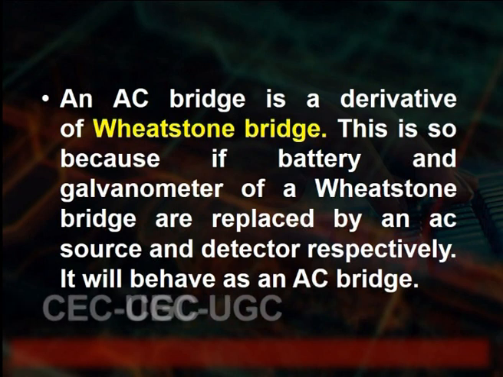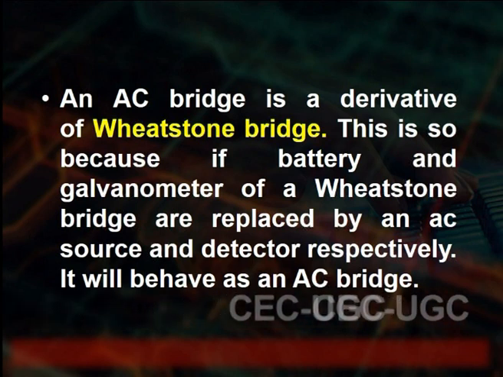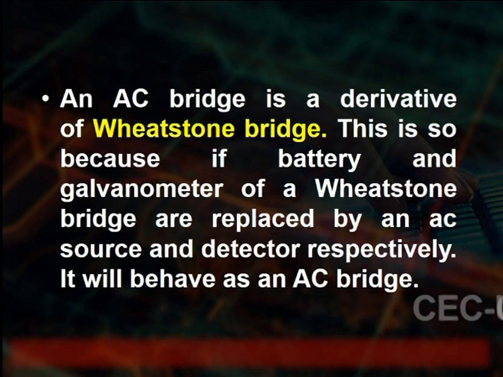galvanometer of the Wheatstone bridge are replaced by the AC source and the detector respectively. Means in the DC bridge, we use the battery as well as the galvanometer. But if we talk about the AC bridge, as we make the Wheatstone bridge an AC bridge, then we replace the galvanometer and the battery with the detector and the AC source, and then it will behave as an AC bridge.